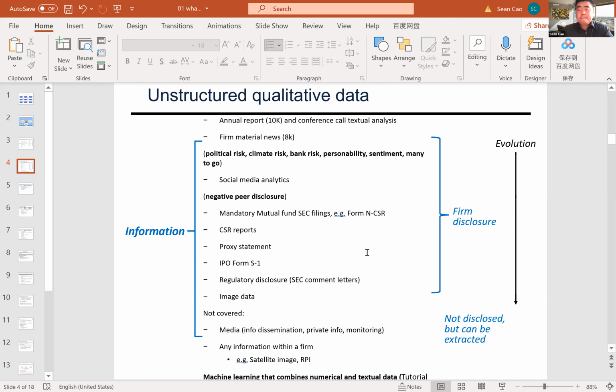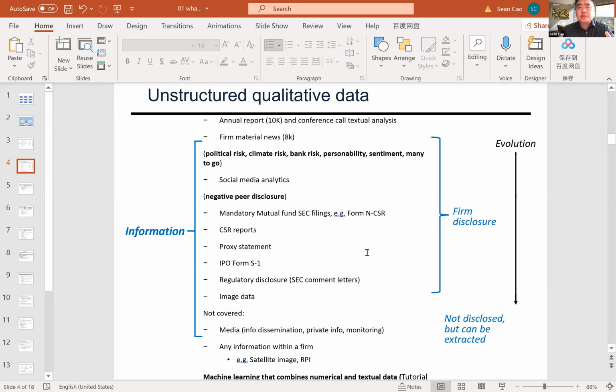It's not timely. Every year you get an annual report, and it's a little bit too late sometimes. Sometimes you want some real-time information. So the annual report is once a year, and the conference call is every quarter. So these are the information you can only get either once in a quarter or once a year.